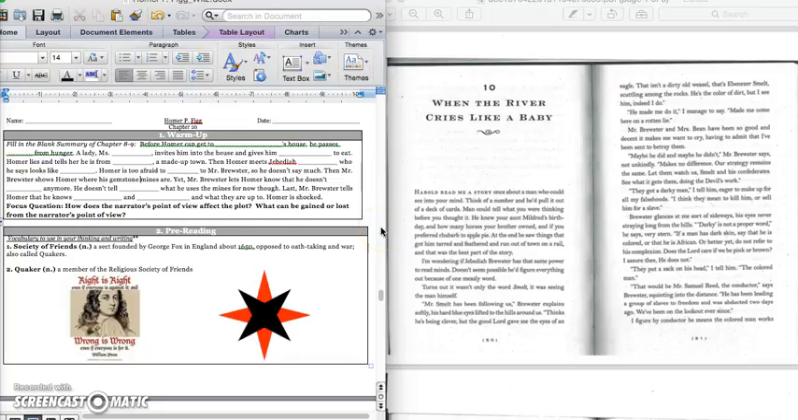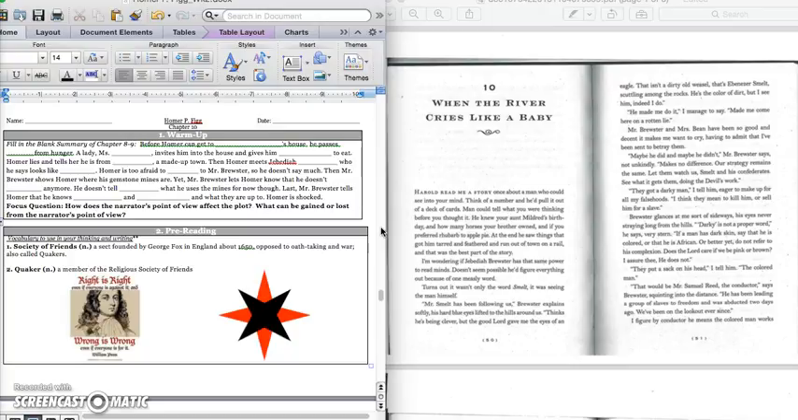Yet Mr. Brewster lets Homer know that he doesn't mine anymore. He doesn't tell Homer what he uses the mines for now, though. Last, Mr. Brewster tells Homer that he knows Smelt and Stink and what they are up to. Homer is shocked.